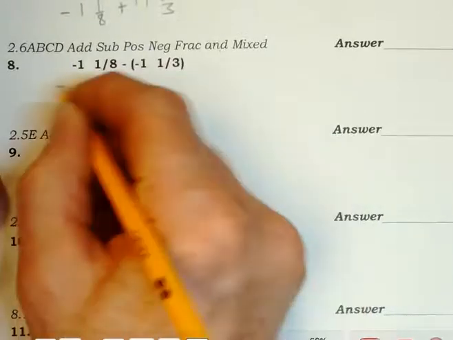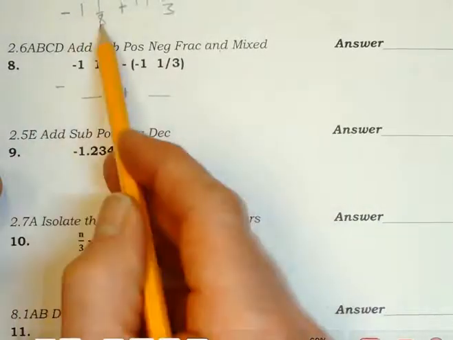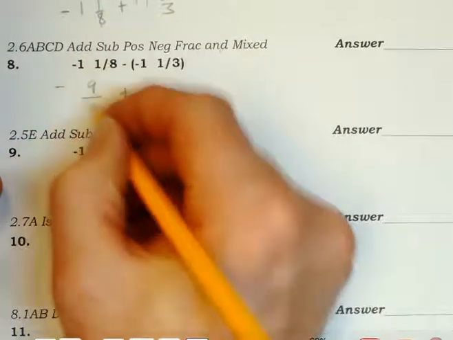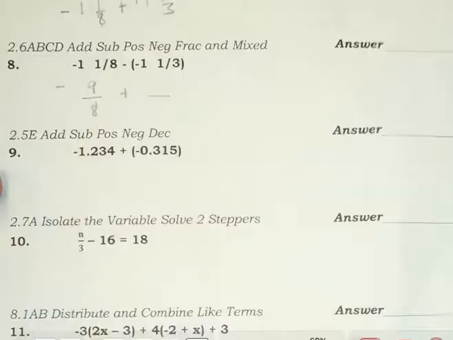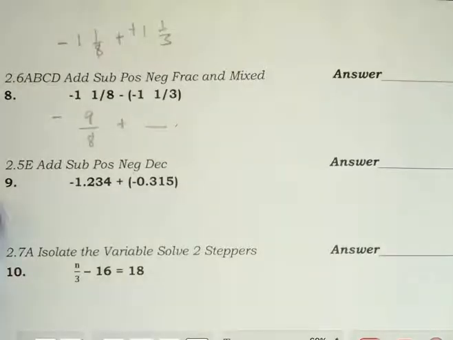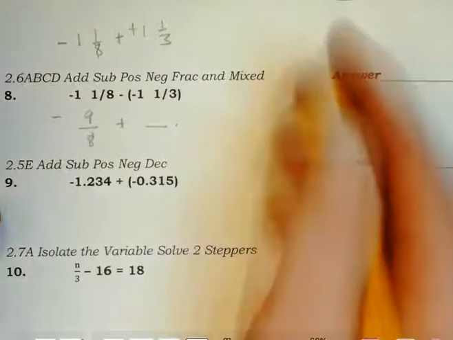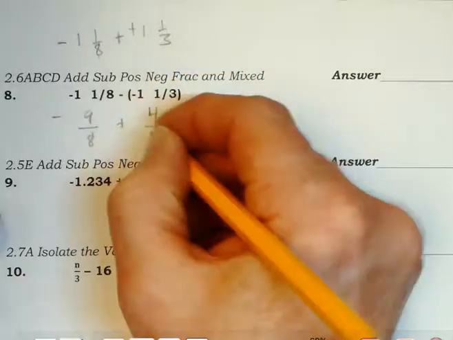We'll keep this guy negative here. So 1 times 8 is 8 plus 1, so we have 9/8 there. We have 1 times 3, let me scroll down so you can see that. 1 times 3 is 3 plus 1, this is 4/3.